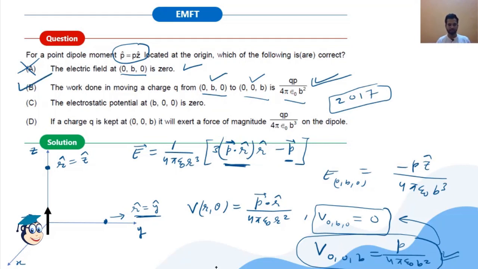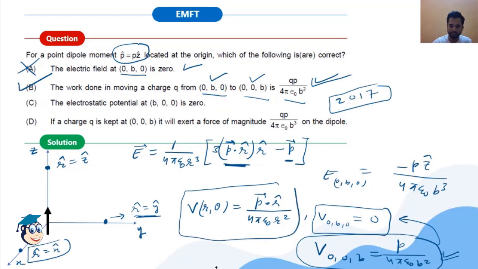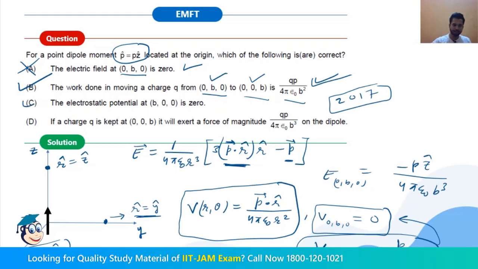Now moving to option C, the electrostatic potential at b comma 0 comma 0 is 0, which is indeed true because for b comma 0 comma 0, that is some point on the x-axis, your r cap would become equal to x cap. And again in the formula of potential, you can see P is along z cap and r cap is along x cap. So z cap dot x cap is 0. Option C is again correct.